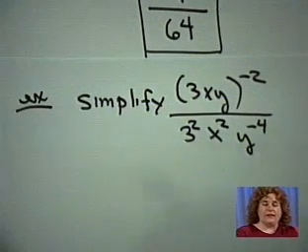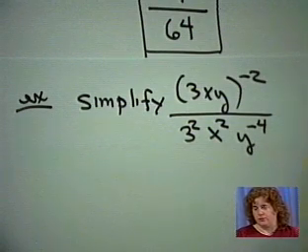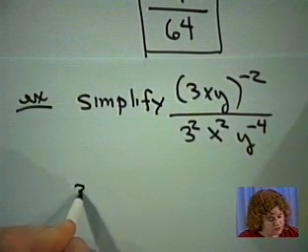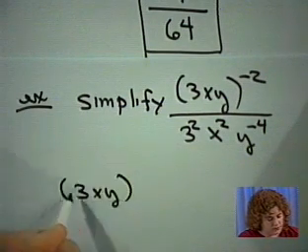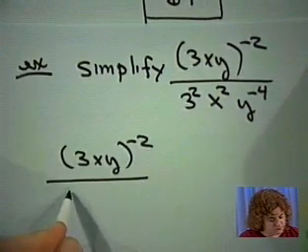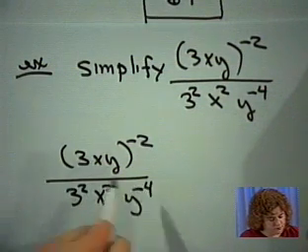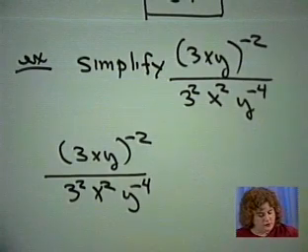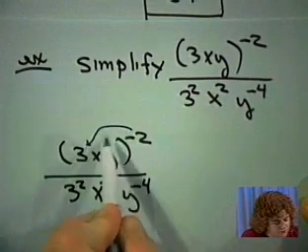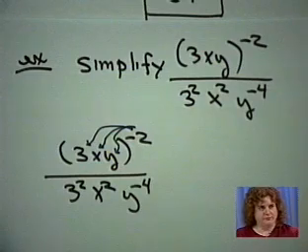You can get at these answers by more than one process. You can take a different direction, apply different rules first, and get to the same answer. What I'm going to do is take this 3xy to the negative 2 and work with it first a little bit. It's not the only path, but it's the one I'll choose this time. So we'll just pop that negative 2 on everybody inside.